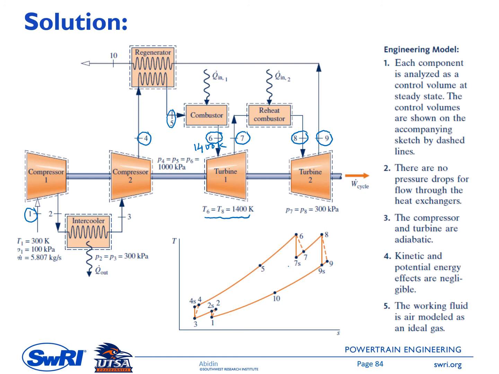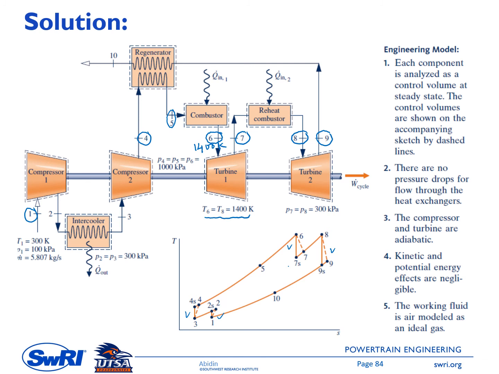There is internal irreversibility inside the compressors and turbines. Therefore, in the TS diagram, you see dash lines here. This is the first compressor, second compressor, first turbine, and second turbine. You see the dash lines. It means that the process inside the compressors and the turbines has some internal irreversibility.